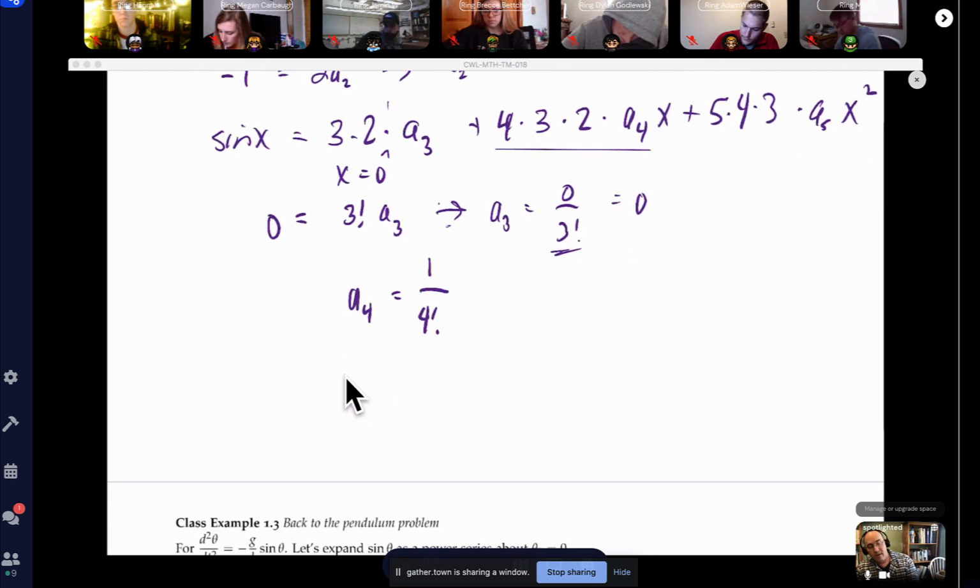So what do we have so far? We have cosine x equals 1 plus 0x minus 1/2 x squared plus 1 over 4 factorial x to the 4th.